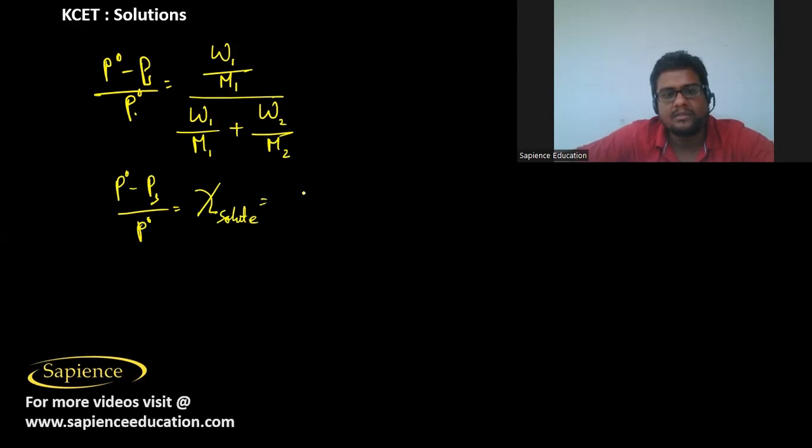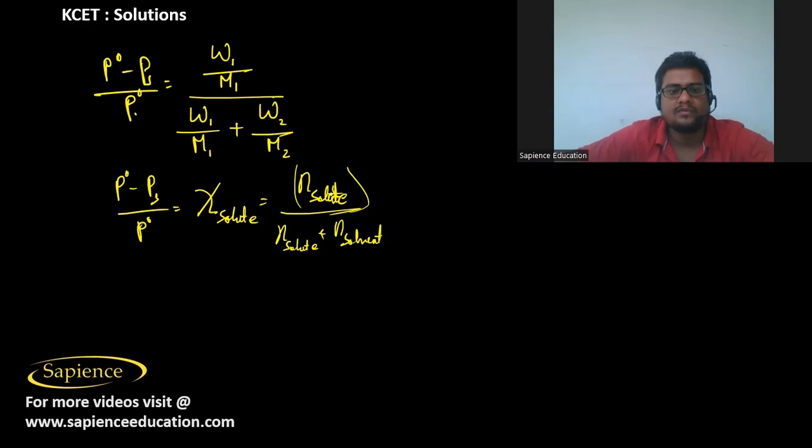Mole fraction of the solute means the number of moles of the solute divided by the number of moles of the mixture, which is equal to the number of moles of solute plus number of moles of solvent. So if you want to find the number of moles of solute, that is equal to weight of the solute by molar mass of the solute, divided by weight of the solute by molar mass of the solute plus weight of the solvent by molar mass of the solvent. So that should be equal to 20%, it is told. So it is 20 by 100.